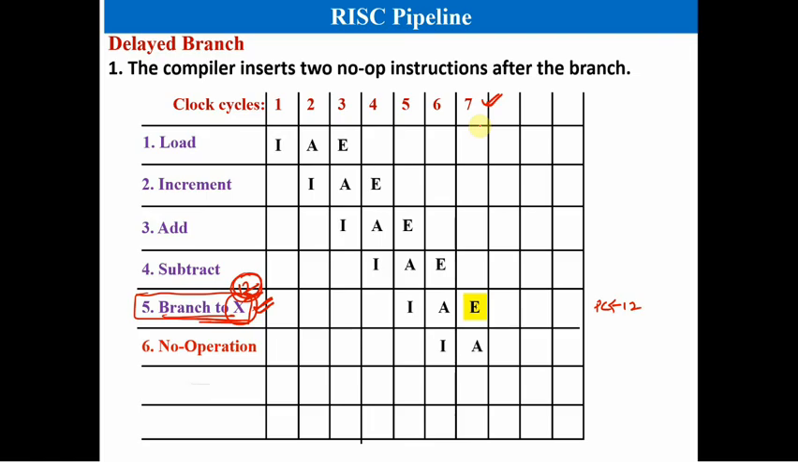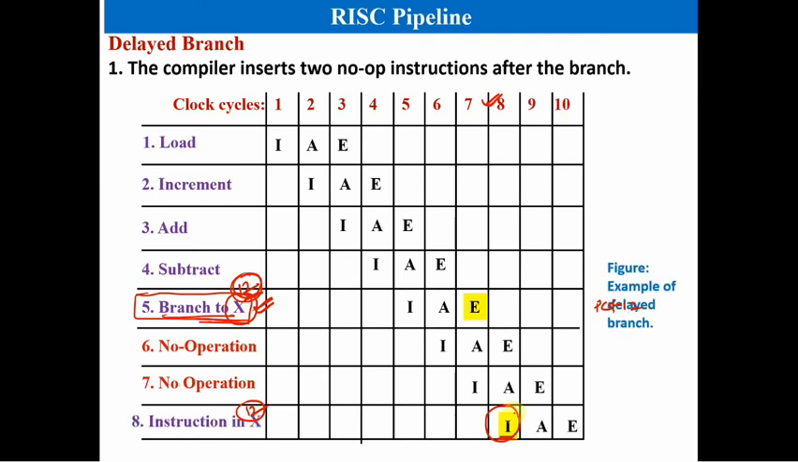So the sixth operation entered into A. So the 12th instruction should start in the 8th clock cycle, not in the seventh clock cycle. That's why in the seventh clock cycle it also has to insert one more no operation, and that no operation is executed, and in the 8th clock cycle the instruction in the X location, that is the 12th instruction, enters into the I segment.